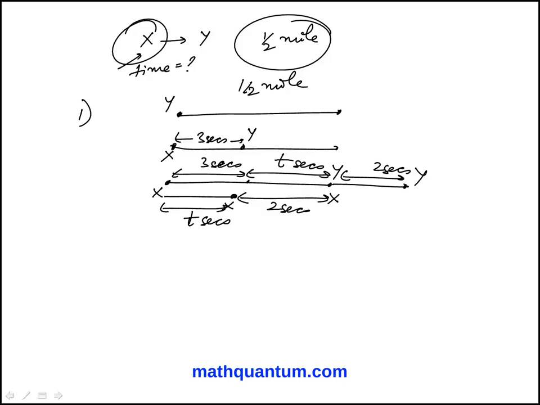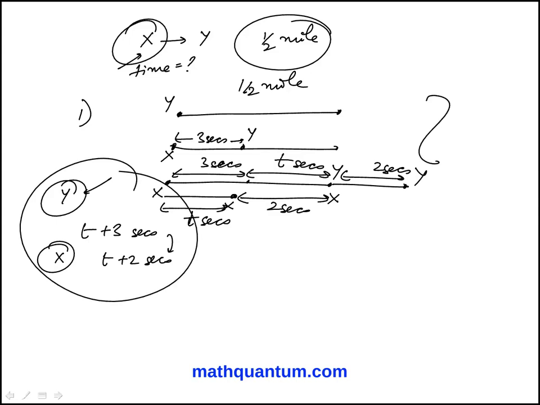So the key thing here is, you don't have to actually do any of this. If you can recognize that it took car Y t plus 3 seconds to cross the bridge, and it took X t plus 2 seconds. So if you can see that it took Y 1 second longer than X, if you can make that conclusion without doing this work, then that's great. But I think it's a little harder to do that.